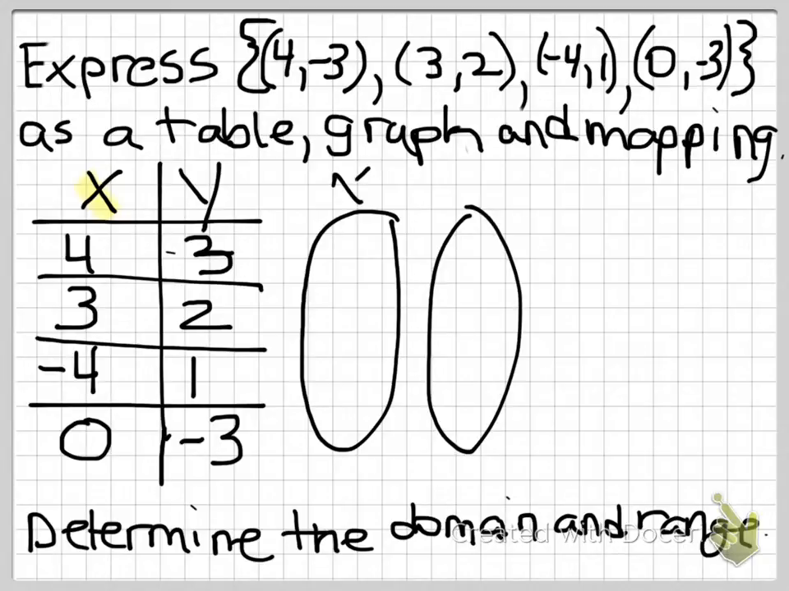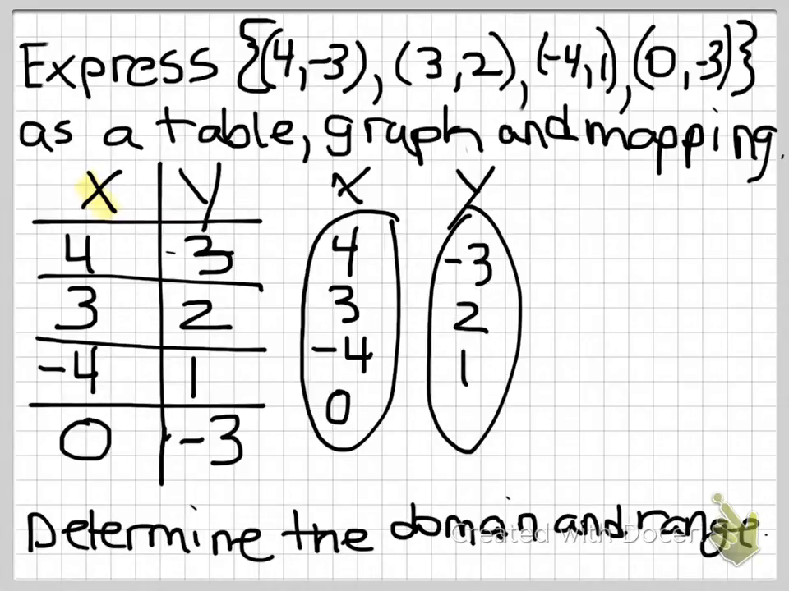We set up with an x oval and a y oval. We're going to list the x coordinates and the y coordinates, and we're going to connect the coordinates that make up the ordered pair with an arrow.